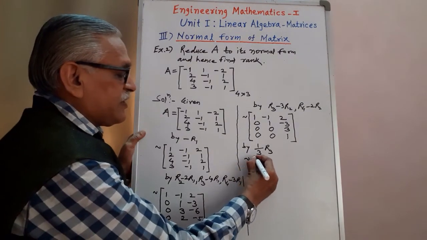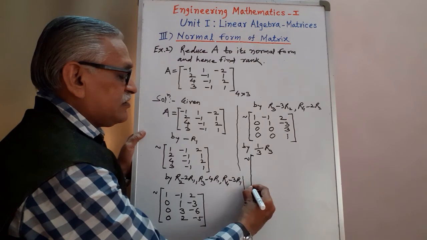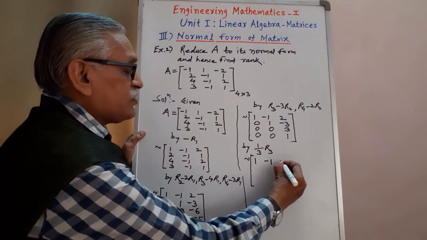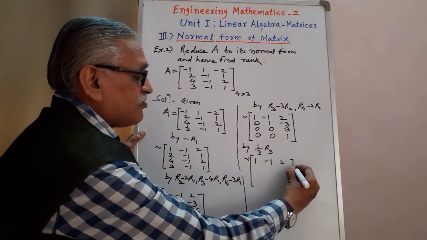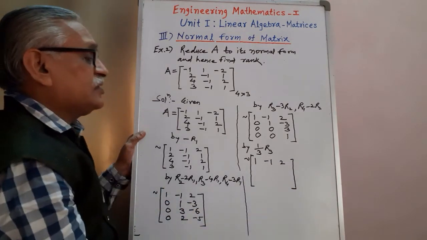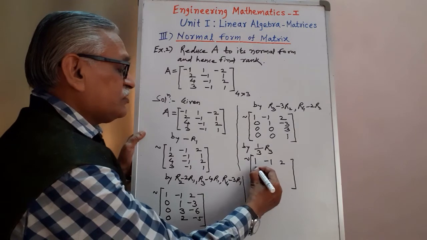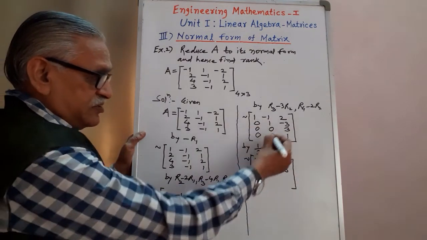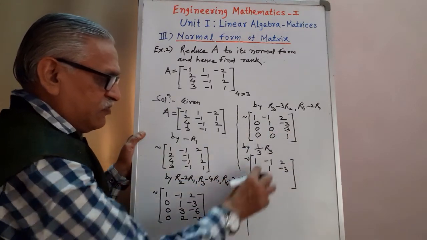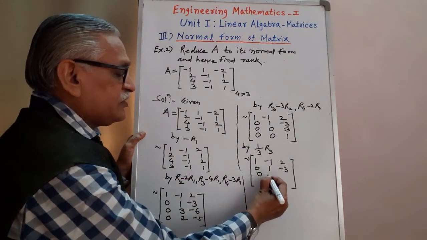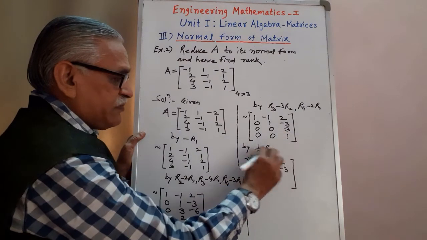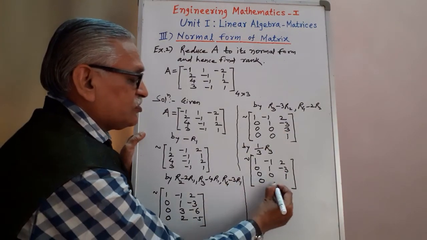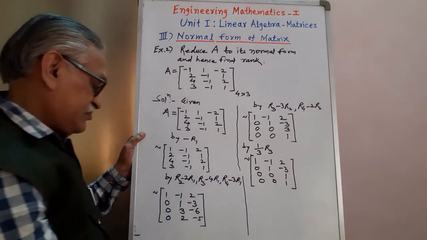And therefore, when we multiply it by 1 by 3, we have first row no change, 1 minus 1 2. Second also no change, 0 1 minus 3. Third, multiplying that row by 1 by 3, we have the elements 0 0, 3 into 1 by 3 we get 1, and the last row 0 0 1.